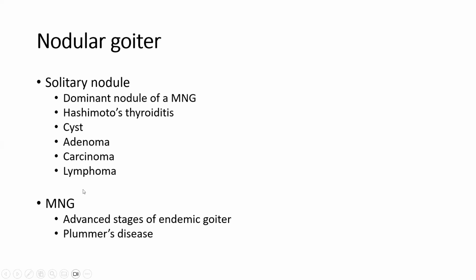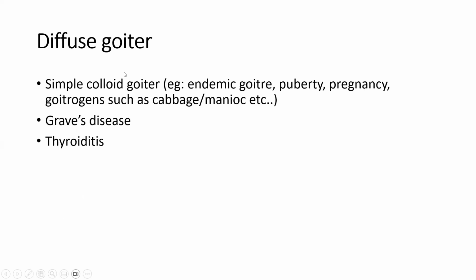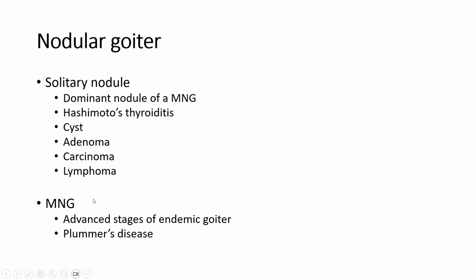Then multinodular goiter. Causes of multinodular goiter include the late or advanced stages of endemic goiter. Initially, endemic goiters are diffuse, but later on, if untreated, they can progress to a multinodular goiter. And Plummer's disease is where there's a multinodular goiter with hyperthyroidism. So it's a toxic multinodular goiter known as Plummer's disease.